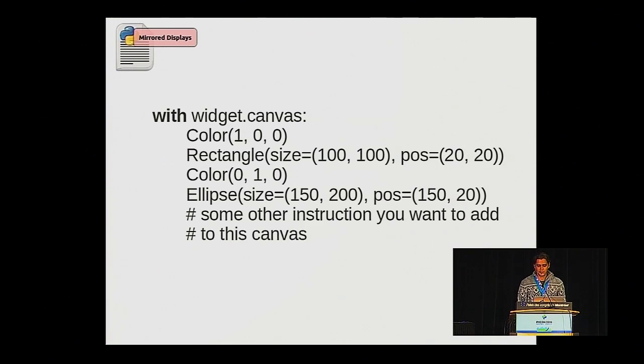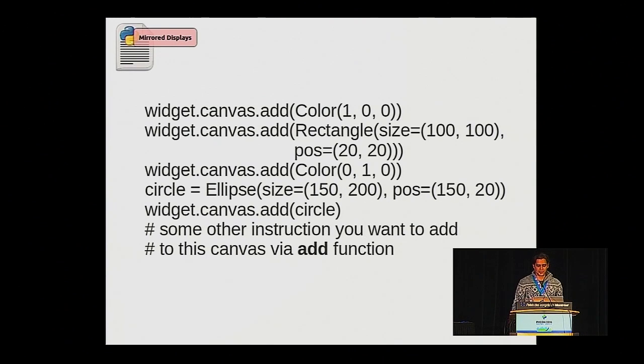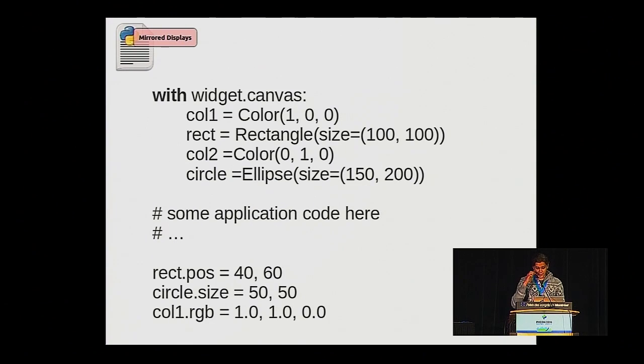And in Kiwi, as I already mentioned, we are working with the canvas. We just need to specify the list of instructions for each canvas, which will be executed while the canvas is redrawn. So with the with statement, we can easily specify a number of instructions like color, rectangle, color again, ellipse, whatever you want. And it will be drawn in this canvas. Alternatively, you may just add it via the add function to the canvas.